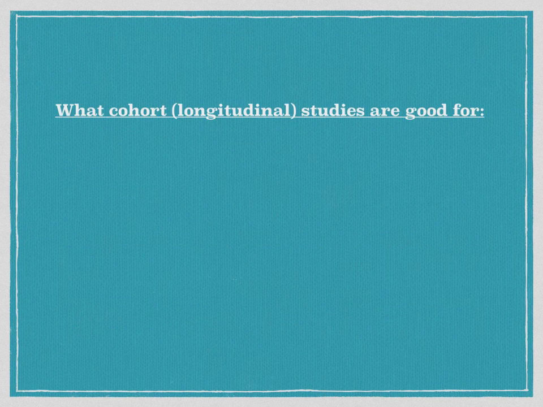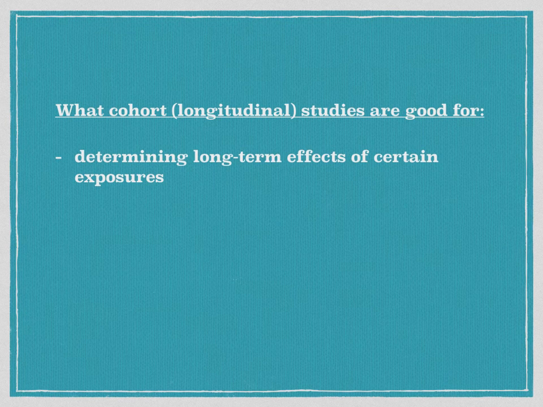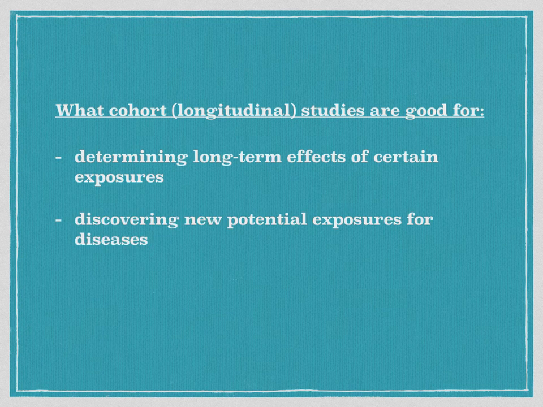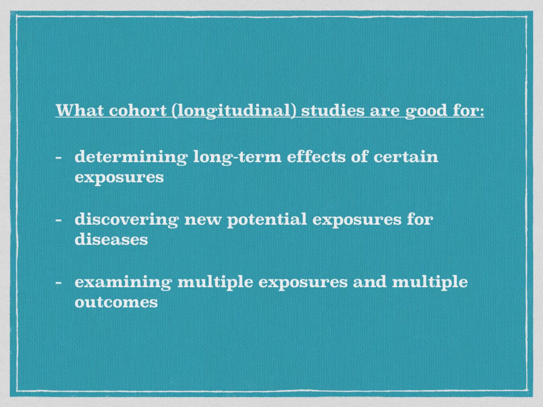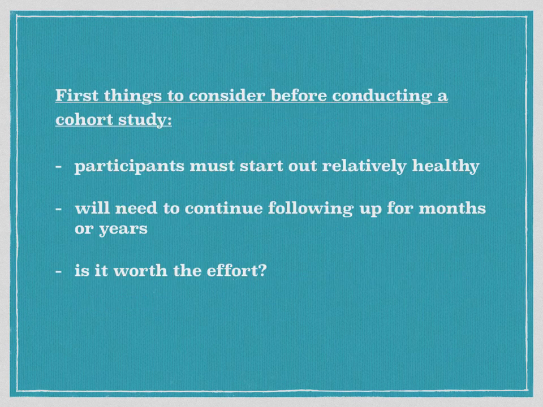The approach is used when researchers want to determine long-term effects of certain exposures or want to discover new potential exposures for diseases. Ideally, a cohort study would examine multiple exposures and multiple outcomes. In this approach, participants must start out relatively healthy, or at least not have the diseases of interest. They must also be available for follow-up months or years after they're enrolled in the study.